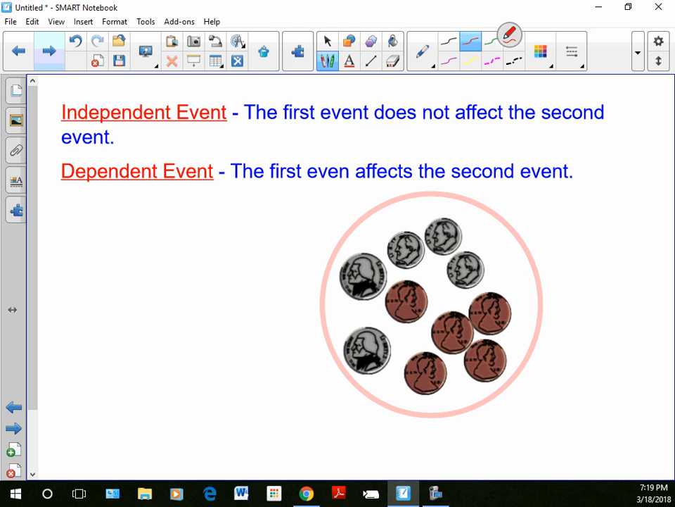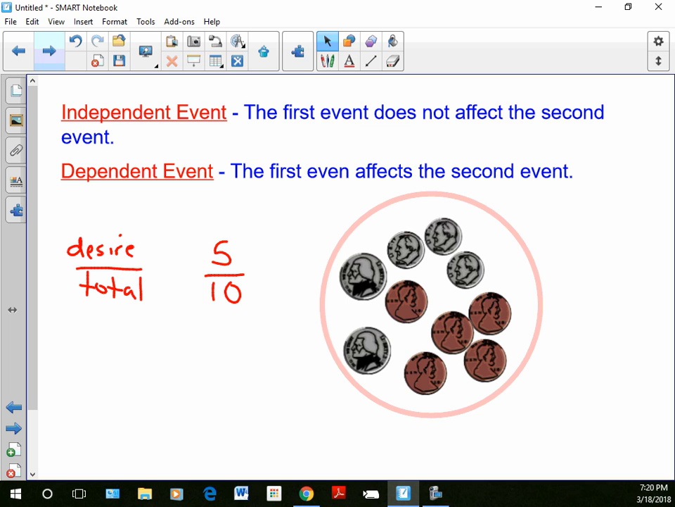What is your chance of pulling a penny out? Well, how many total coins are in the bag? Total coins is 10. What did I ask you to pull out? A penny. How many pennies are in the bag? That would be 5 out of 10. So your chance of pulling a penny out the first time is 5 out of 10.